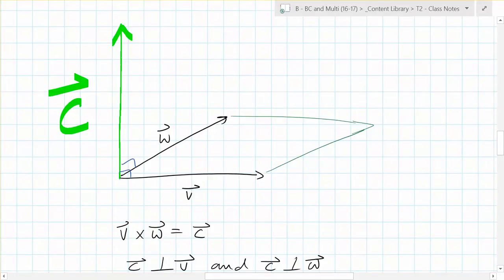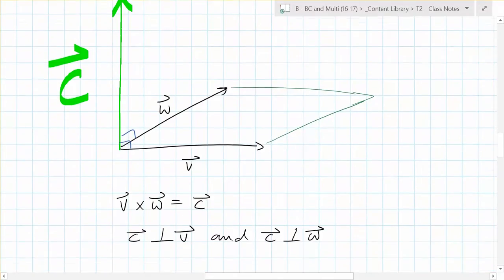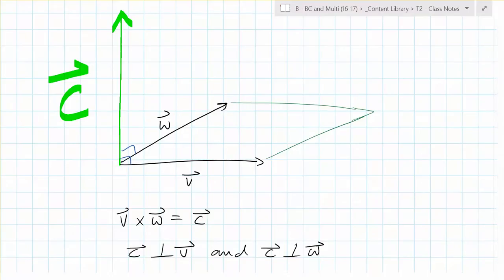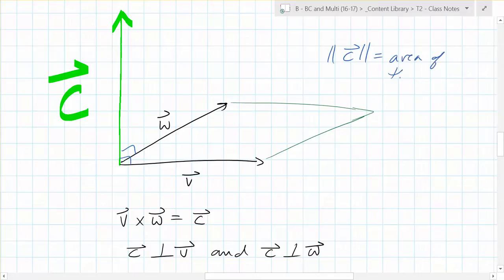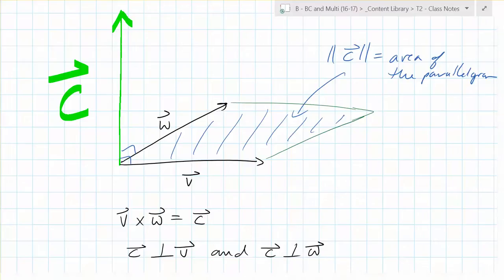How many vectors are perpendicular to that plane? Infinite number. Here's the key. The magnitude of C, the length of C is equal to the area of the parallelogram. So you see this parallelogram right here? Whatever that area is, 17 square meters, what will be the magnitude of C? 17. The cross product vector is the vector that is perpendicular to both W and V and is equal, in magnitude, to the area of the parallelogram. That's what the cross product is.